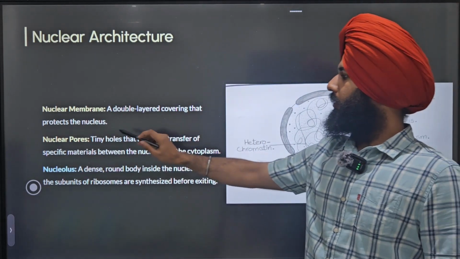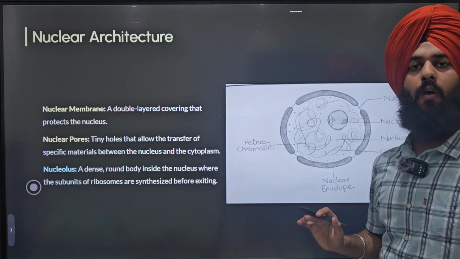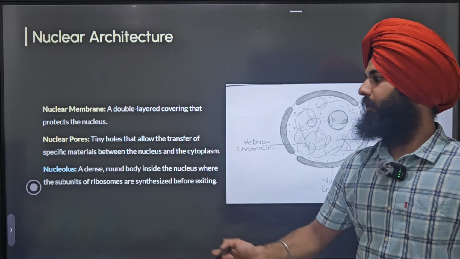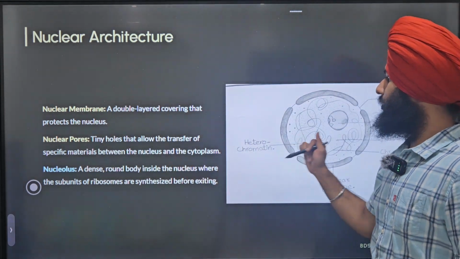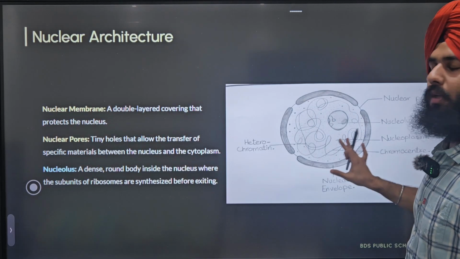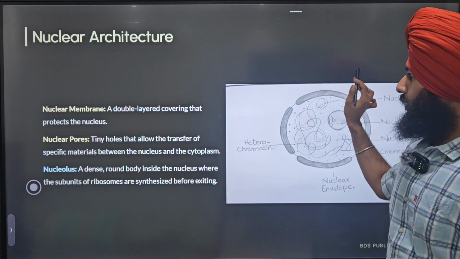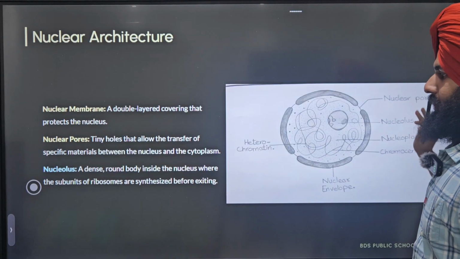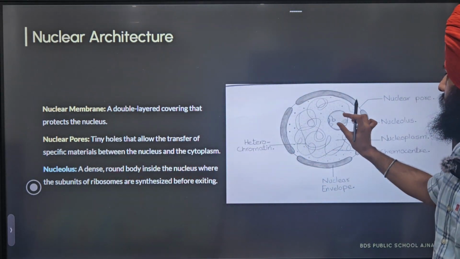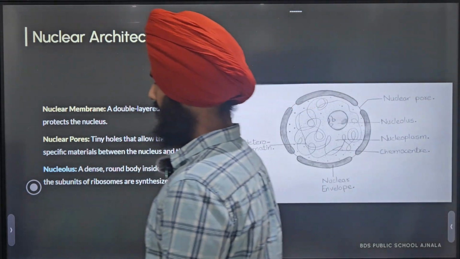Okay, then there are nuclear pores. These are tiny holes that allow for the transfer of specific materials between the nucleus and the cytoplasm. Now, cytoplasm is a liquid that this whole nucleus structure is floating in, so it is the liquid that is outside this. And then there is the nucleus, which is a dense, rough body in the middle of the structure. So this is the main body.